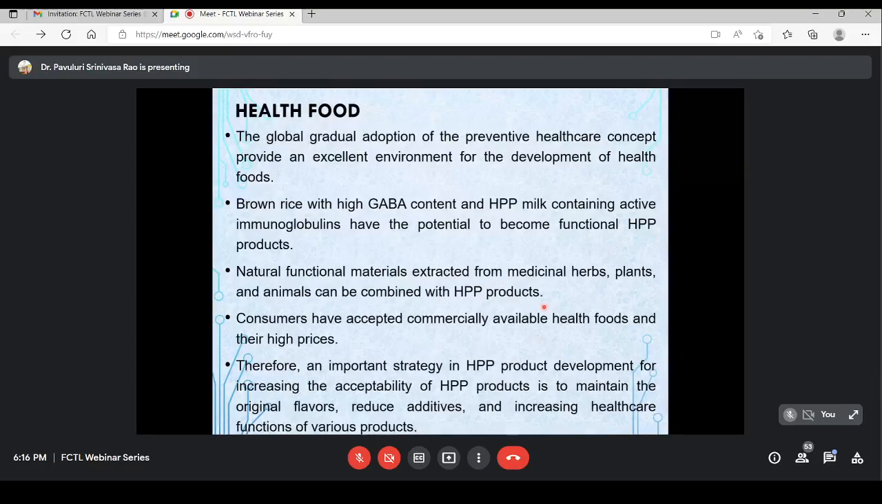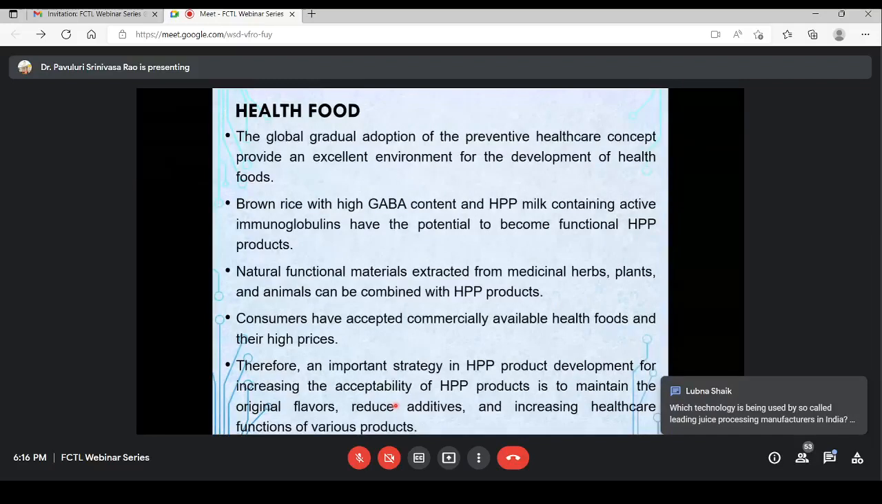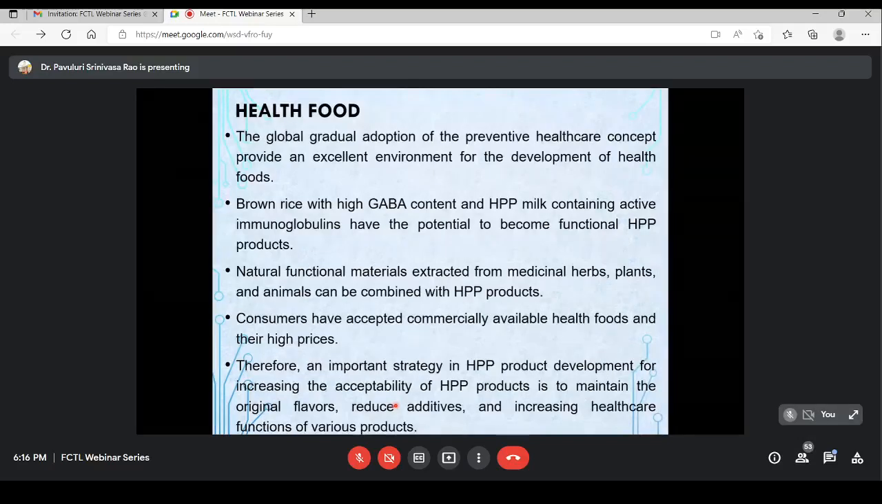Consumers have accepted the commercially available health foods and their high prices. So maybe it will be adding some more, but these can be considered as potential health improvement products. Therefore, an important strategy in HPP product development for increasing the acceptability of HPP products is to maintain the original flavors, reduce the additives or maybe no additives rather, and increase the healthcare functions of various products. While health food with HPP combination can retain all these, so these can be considered as the best possible products in the quality category.